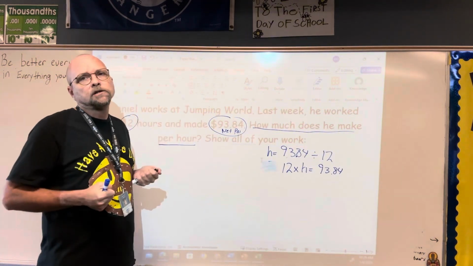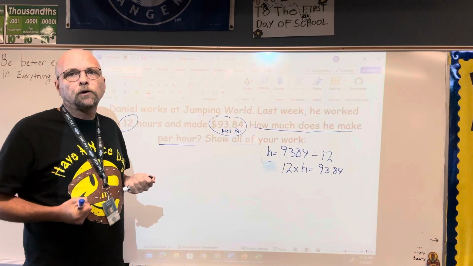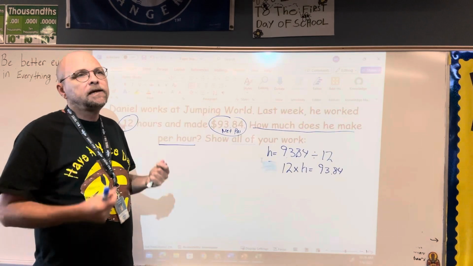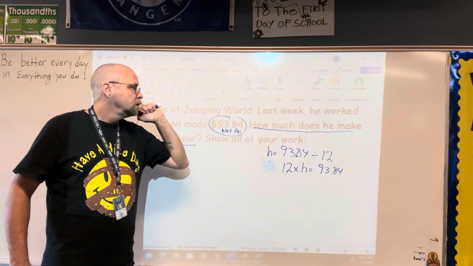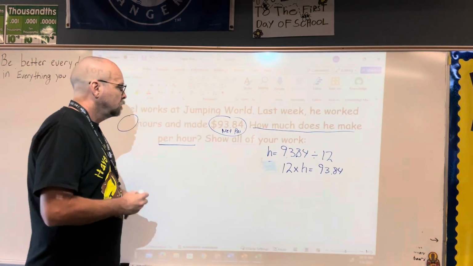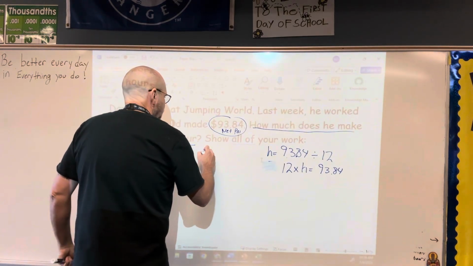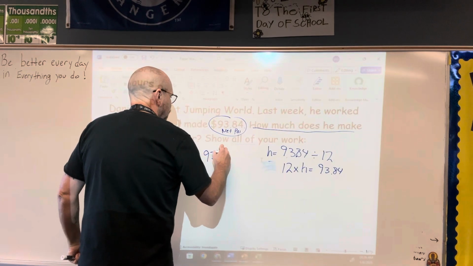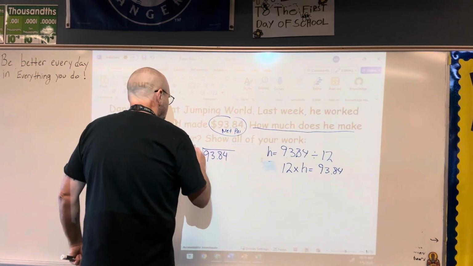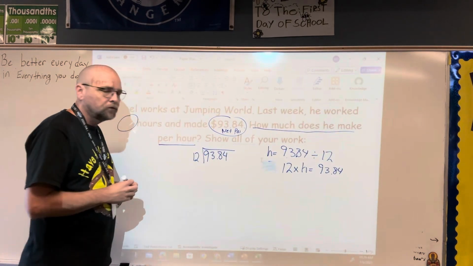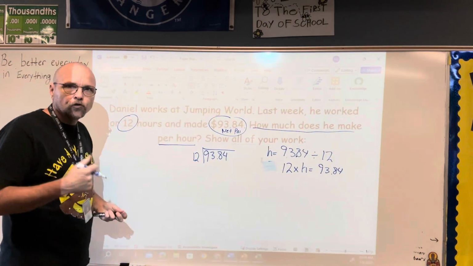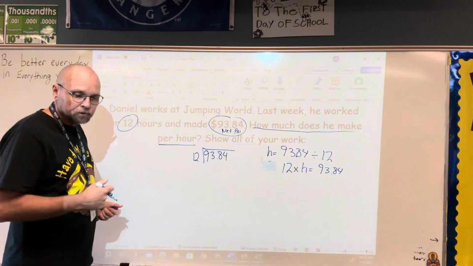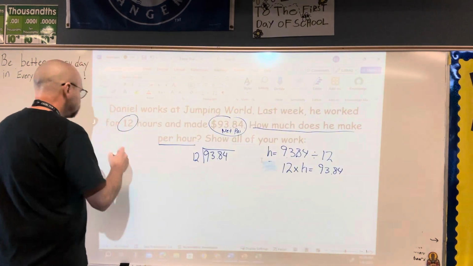When doing division, I have begged you 4,281 times, please write the multiples of your divisor. So if we're doing the math and we have $93.84 and we're dividing that by 12, my divisor is 12. I need you to write the multiples of 12 as we go through it.